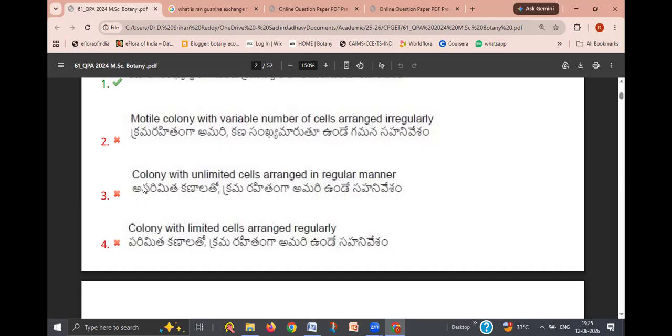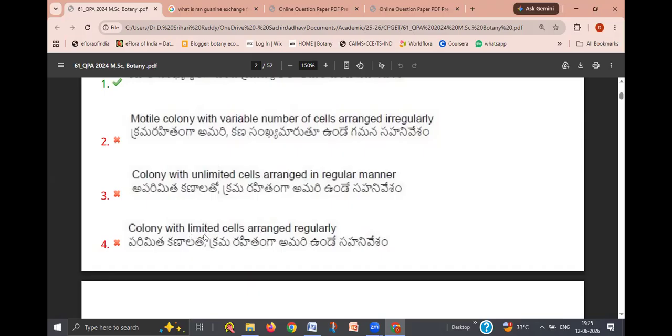So second is wrong. Third one, colony with unlimited cells arranged in regular manner. It is also wrong. Unlimited is wrong. They are limited in number. And the fourth option is colony with limited cells arranged regularly. Yes, that is the right answer, because the number of cells is what matters, whether they have flagella or not is a different thing.